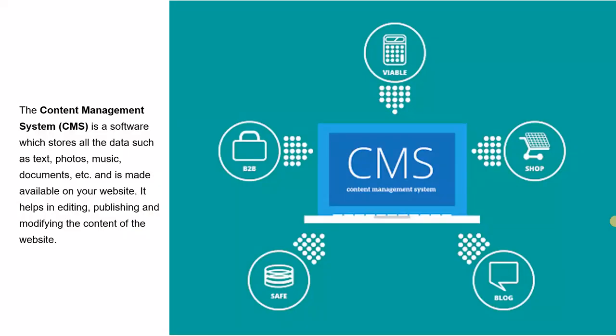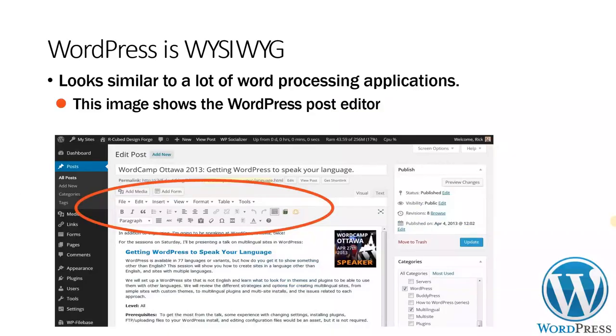What is CMS? CMS is software which stores all the data, like text, photos, music, and documents, available on the website. CMS also helps in editing, publishing, and modifying the content of your website. Now WordPress is what you see is what you get. Here you can see a small interface of WordPress. We will see it in coming sessions also. This is the image of the WordPress post editor, where you want to make a post.